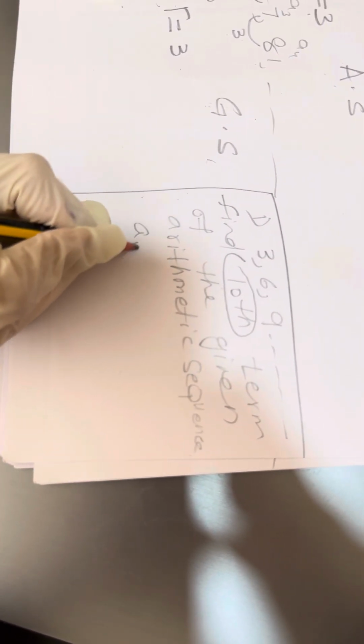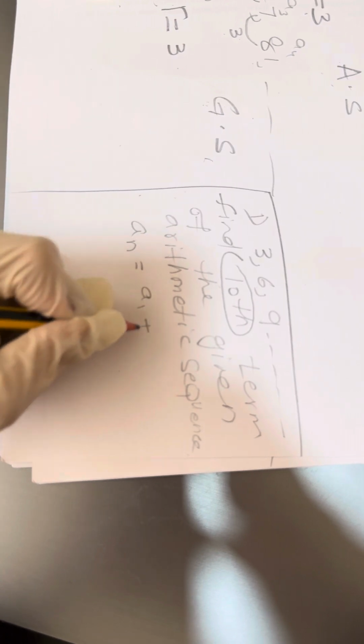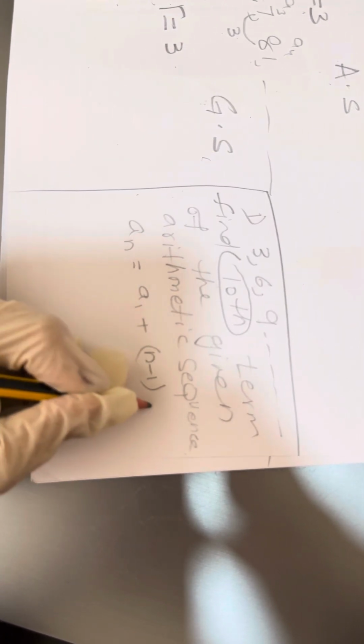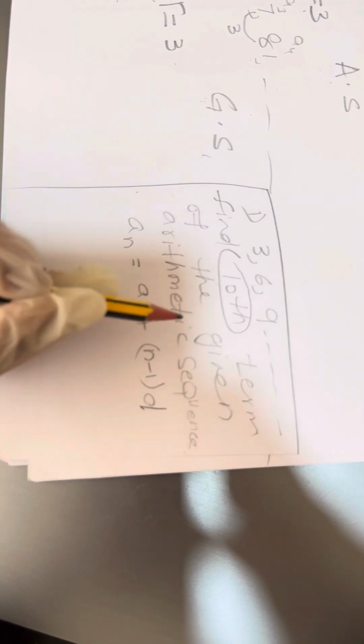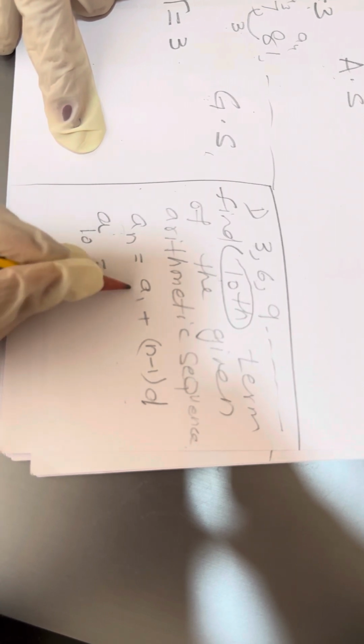So you can find any term in an arithmetic sequence by using a formula. What is the formula? An equals A1 plus n minus 1 times D. Whenever they give you a sequence and ask you to find any term, you will use this formula. In this formula, n means which term you are finding. So we are finding the 10th term, so it means A10. A1 means your first term, which is 3. Plus n is what? 10, right? So 10 minus 1.